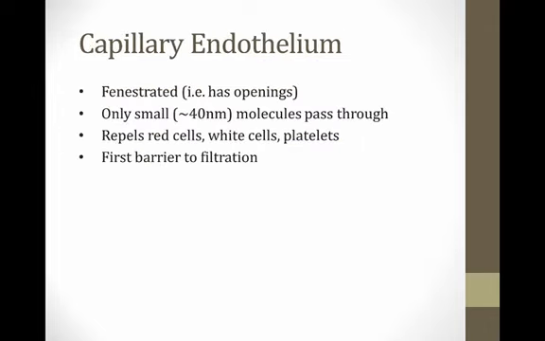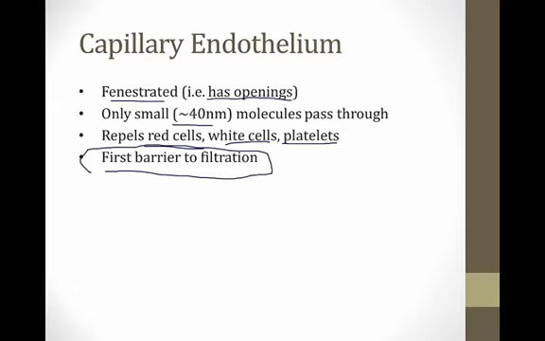Let's talk about each of these components of the filtration barrier in more detail. The capillary endothelium is fenestrated, and that means it has small openings, and only small molecules about 40 nanometers in size can pass through. This is going to repel red cells, white cells, and platelets, and it's the first barrier to filtration. Essentially the capillary endothelium is going to keep out most of the cells inside the plasma.